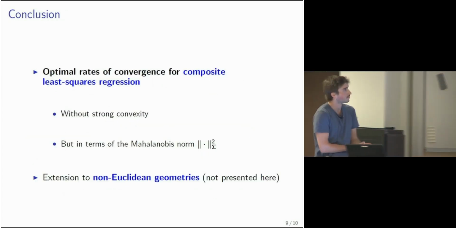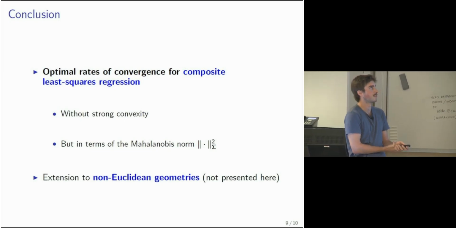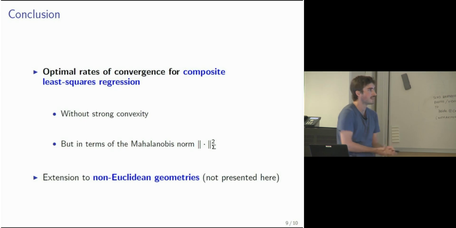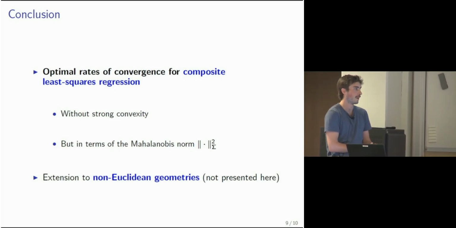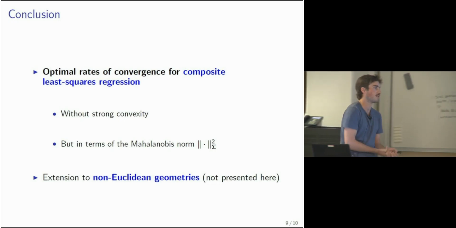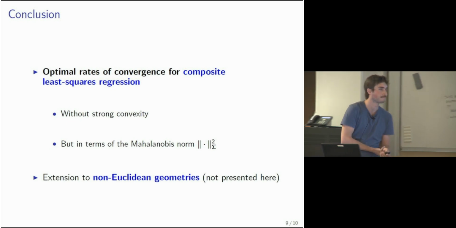So to conclude, we have shown that we obtain an optimal rate of convergence for composite least square regression without any strong convexity assumption, but only in terms of the Mahalanobis norm criteria. We also present an extension to non-Euclidean geometry, which we have not presented here. Thank you.